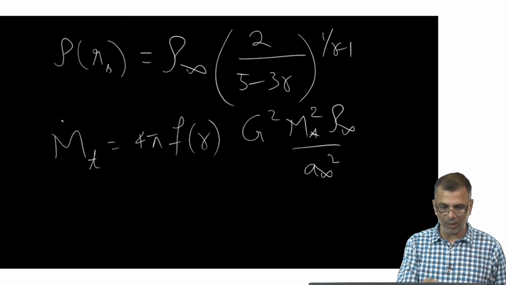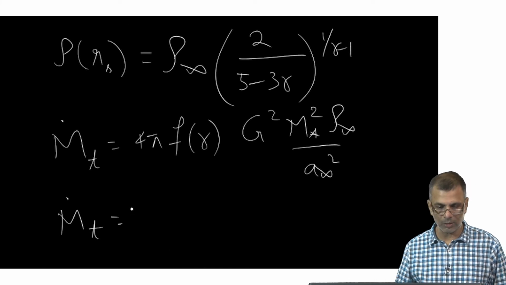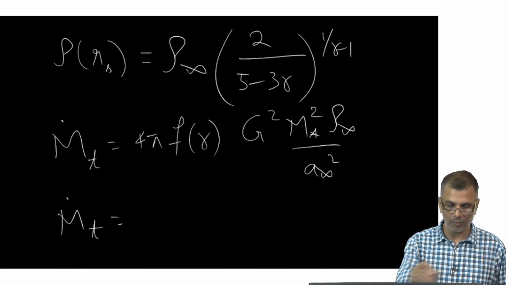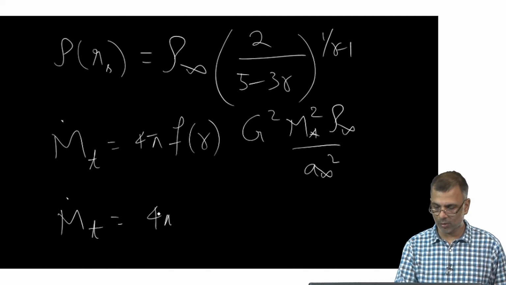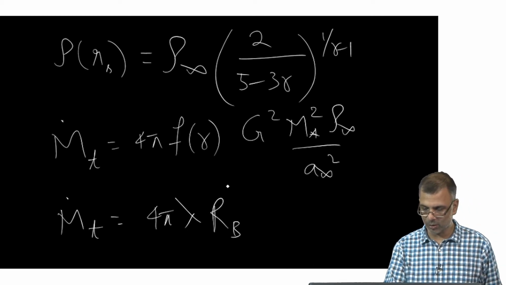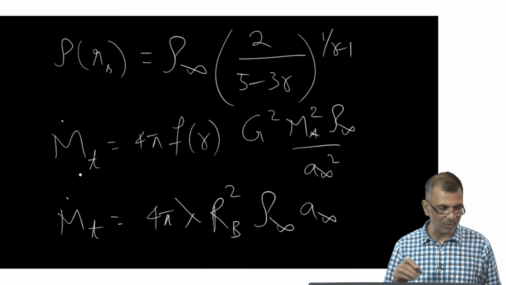This is the same as writing equals 4 pi lambda, where this lambda and this are pretty much the same thing, RB squared rho infinity a infinity. This and this are the same thing.